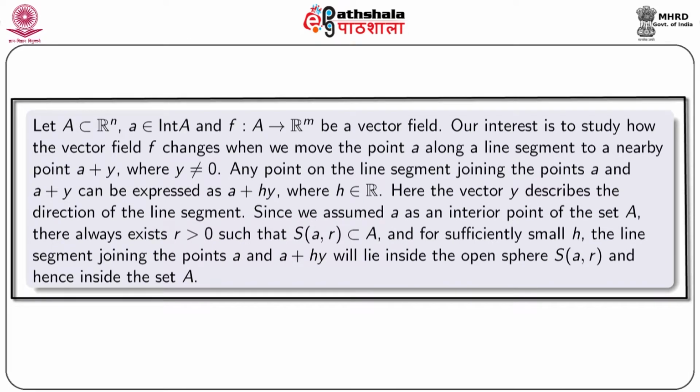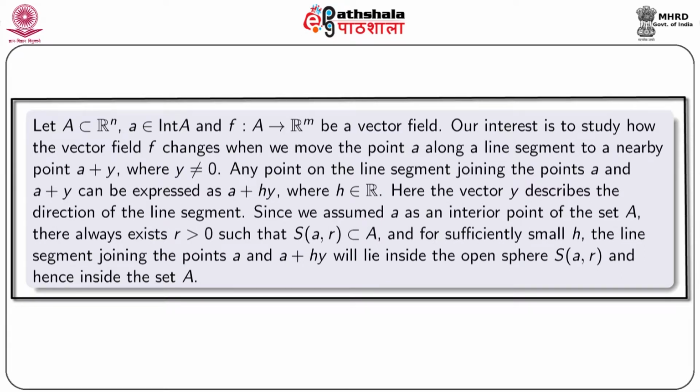Let A be a subset of R^n and a an interior point of the set A. We assume that f from A to R^m is a vector field. Our interest is to study how the vector field f changes when we move the point a along a line segment to a nearby point a plus y, where y is non-zero. Now, any point on the line segment joining a and a plus y can be expressed in the form a plus h y, where h is any real number. Here the vector y describes the direction of the line segment.